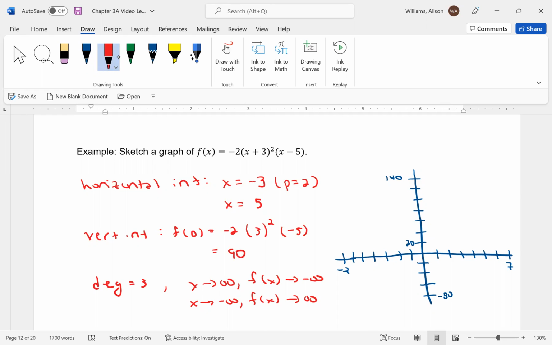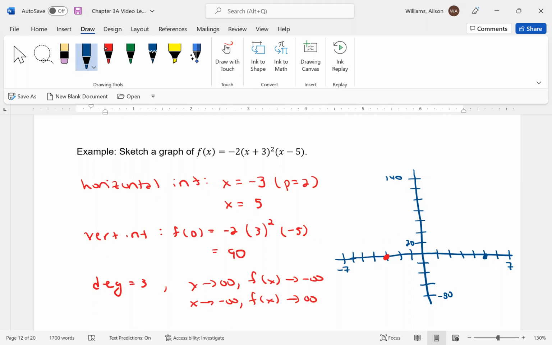So at -3, right there. Sorry, I just realized how bad that 7 looks. That's a -7 right there. Okay. At -3, the graph is going to bounce off there. At 5, it's going to cross right through.